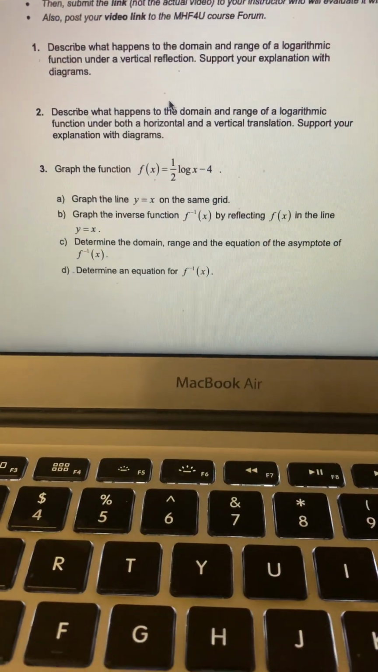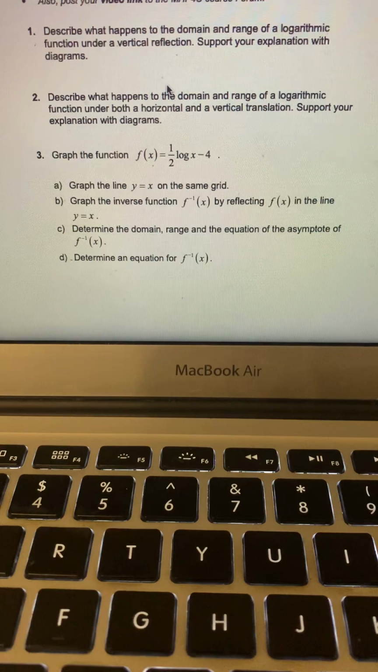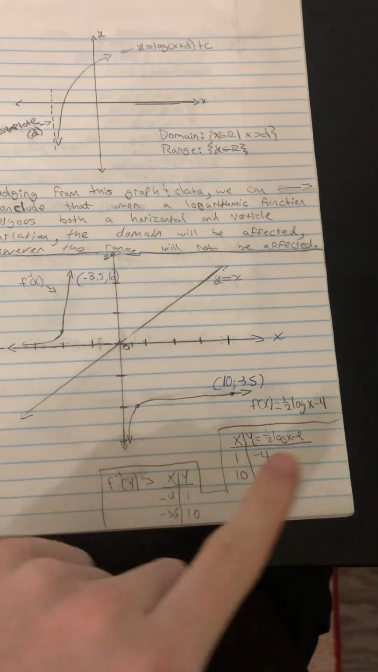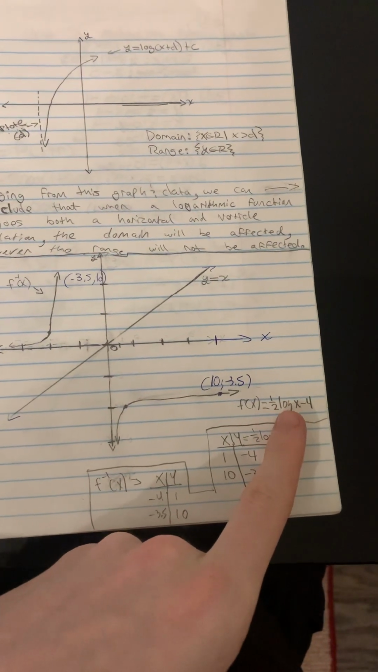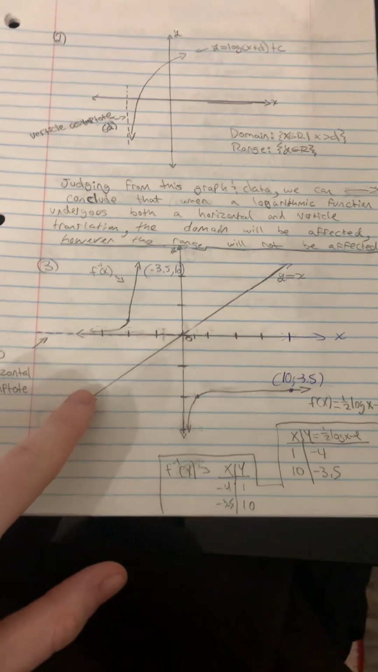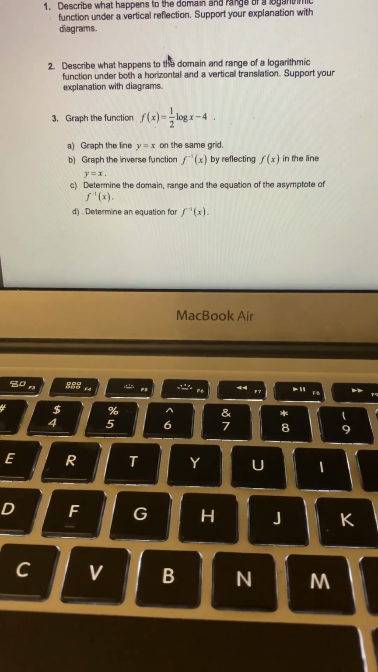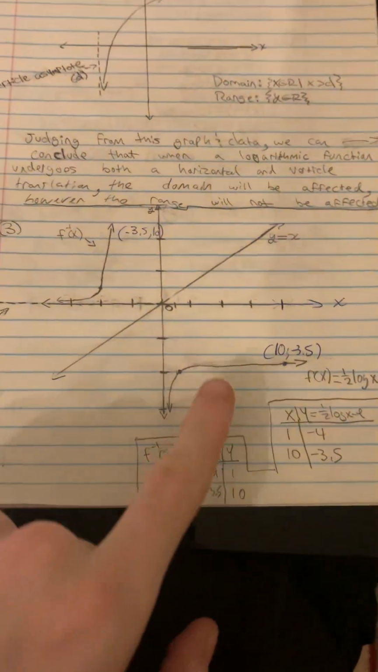So question 3 asks, graph the function 1/2 log x minus 4, and also graph the line y equals x on the same grid. As you can see, I graphed the original function, 1/2 log x minus 4, and I graphed y equals x on the same graph. Question B asks, graph the inverse function by reflecting f of x in the line y equals x. That is what I did here.